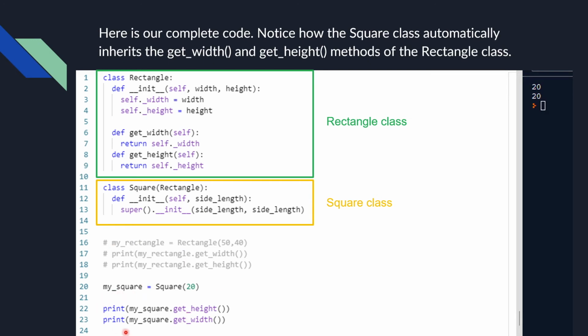And then we can get the width and get the height of mySquare and print them out. Now you might be thinking, wait, we didn't have these two functions in the square class. Well, remember that square is a subclass of rectangle, so it inherits all the functions of the rectangle class. So it by default has both of these functions, even though they're not listed inside its class.